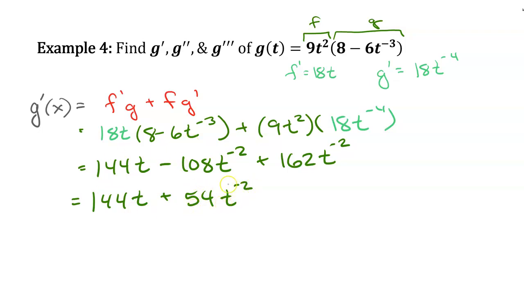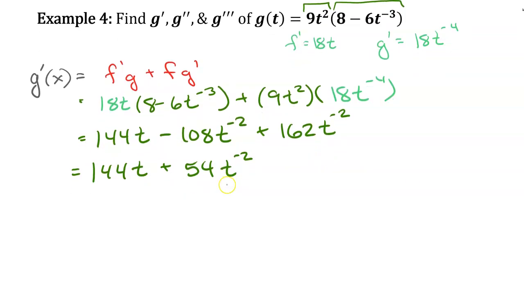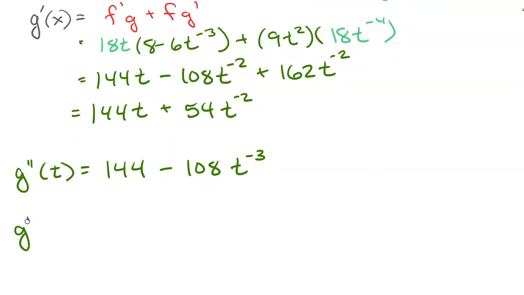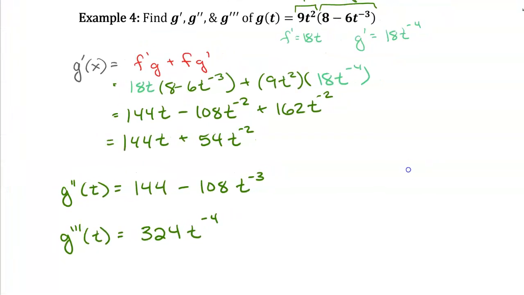And since this is now multiplied, we can just go ahead and use the power rule for the other two derivatives. So 144 minus 54 times 2 is 108, and then go down a power, negative 3. And the third derivative, that would be negative times a negative is a positive, 3 to 4, t to the negative 4. And there you go.